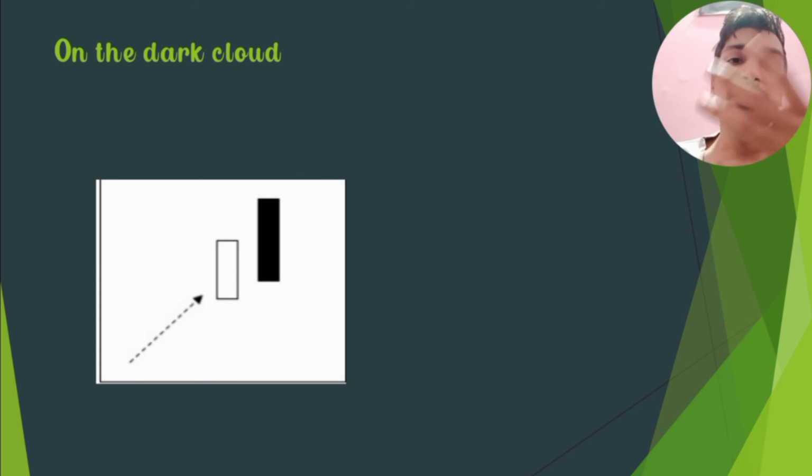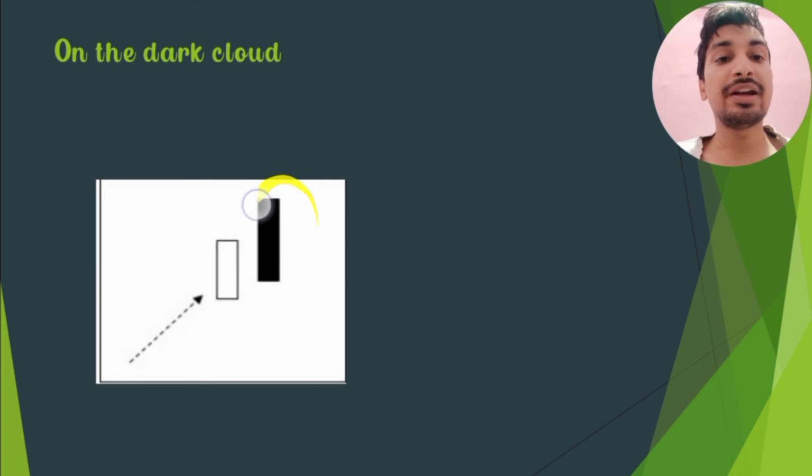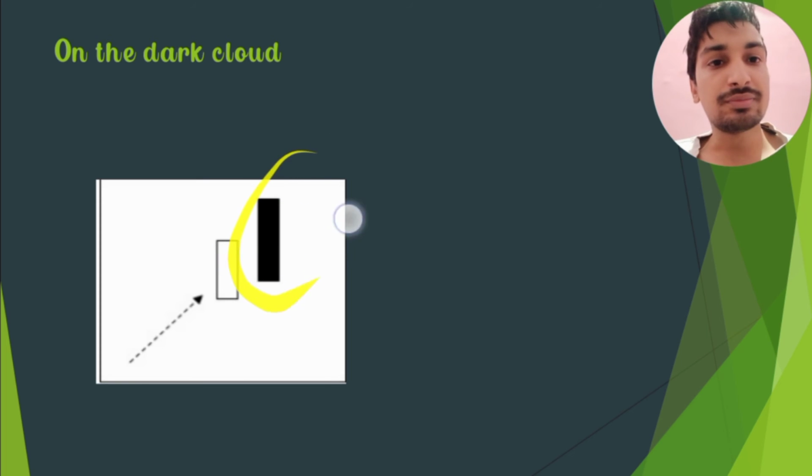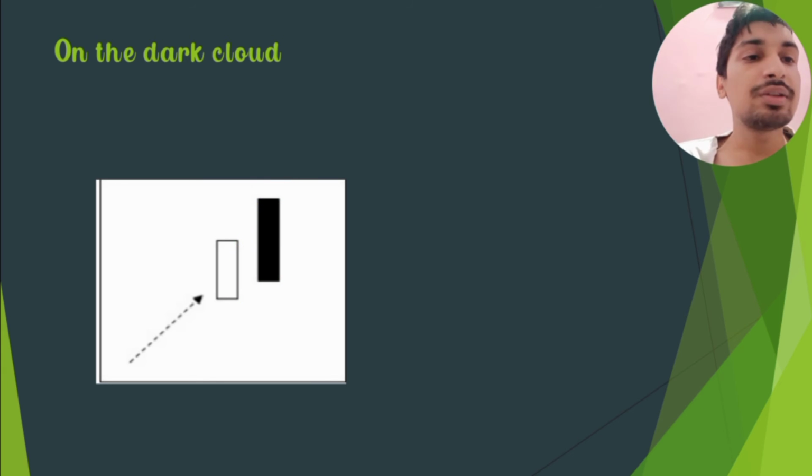So what happens on the dark cloud? Because dark, red color is generally dark, right? So after green there is a dark red candle above the green candle. After the market going upward, there is suddenly a red candle. This is called the dark cloud.